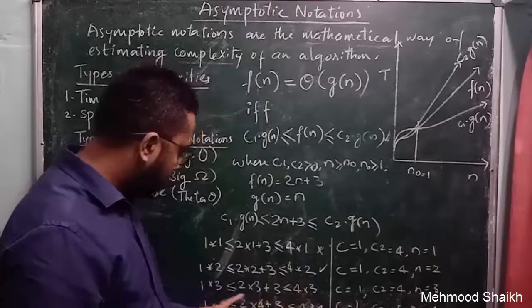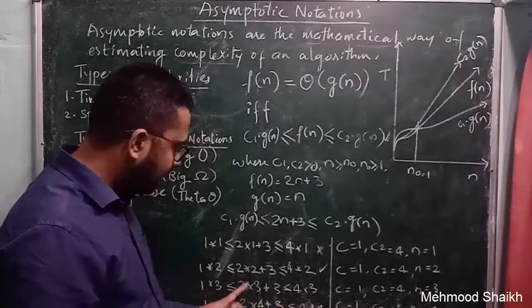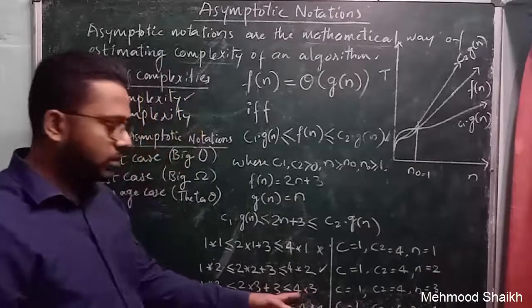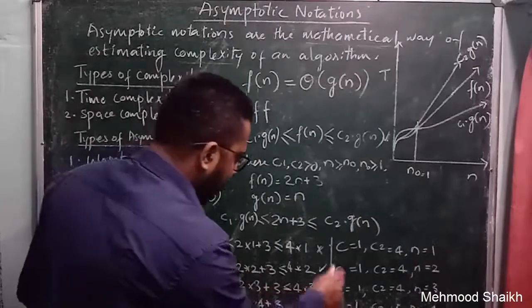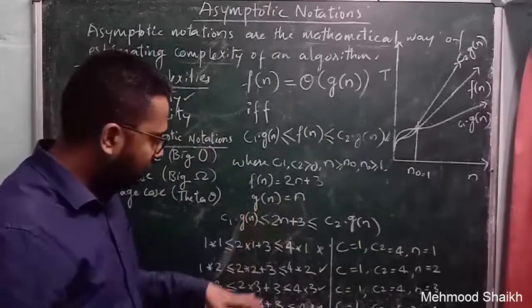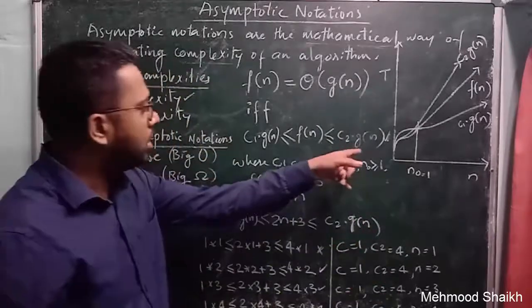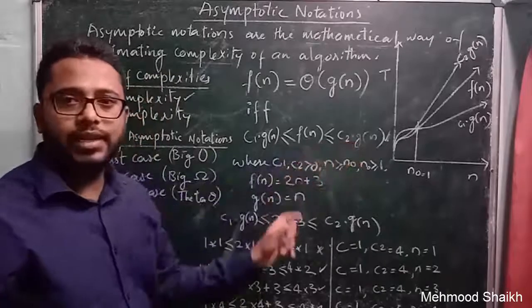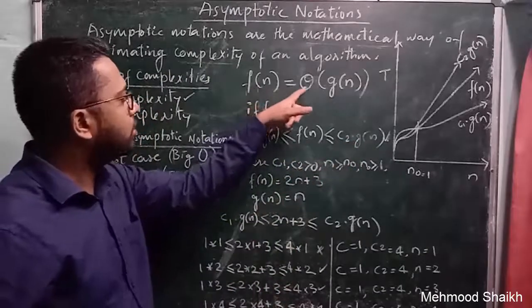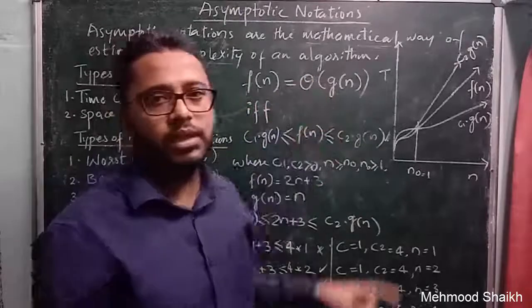Yes, 12. Okay, so 3 is less than 9. Yes, true. And 9 is less than 12. Okay, so now that means here as well we are satisfying this condition. So now for these values our expression is getting satisfied, and hence we prove that this function f of n is equal to theta of function g of n.